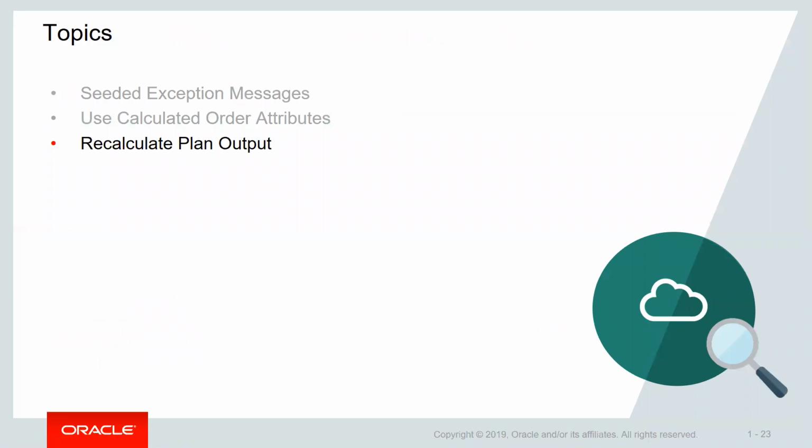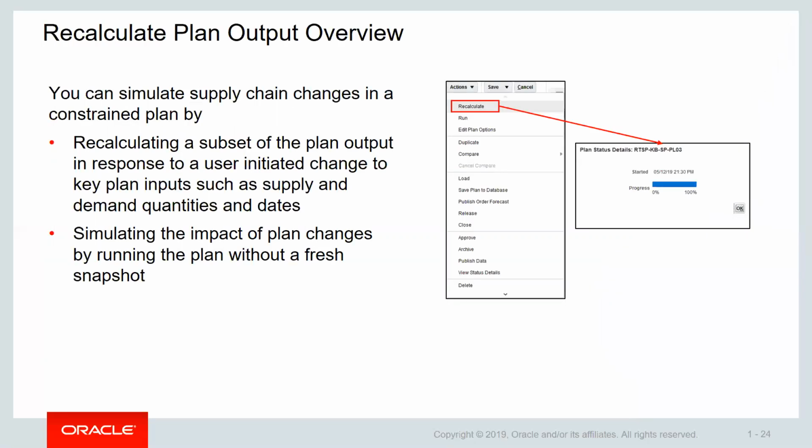The next section we are going over is the recalculate plan output. First of all, you can simulate supply chain changes in a constraint plan by recalculating a subset of the plan output in response to a user-initiated change to key plan inputs such as supply and demand quantities and dates. The other way is simulating the impact of plan changes by running the plan without a fresh snapshot.